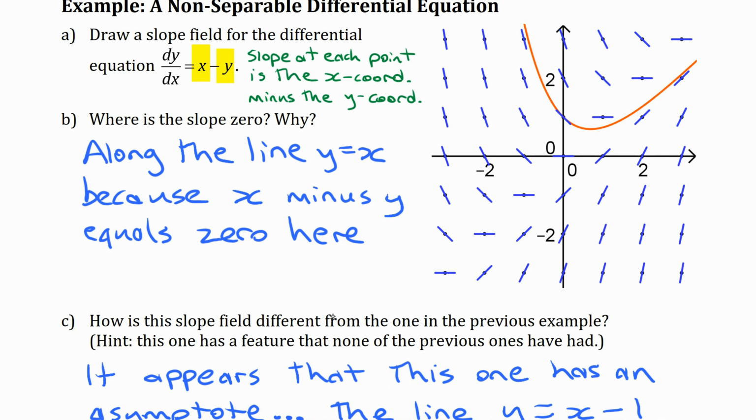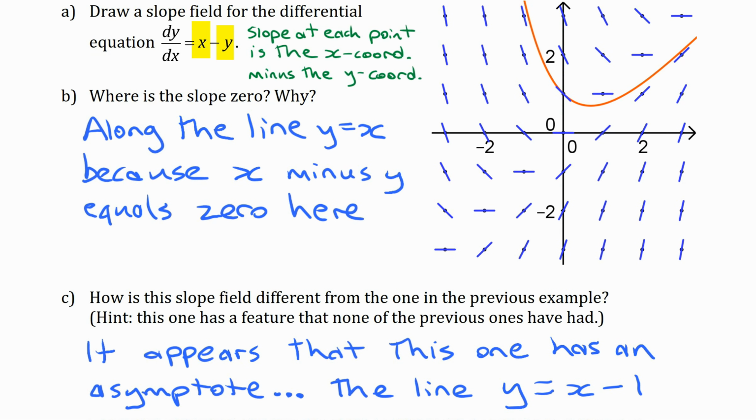So it turns to 0. This slope field has a feature that the other ones didn't. How is this one different than the ones in the previous example? The feature that it has is there's this line where the slopes are all pointing straight at each other. This is actually an asymptote. This graph has an asymptote there. The line y equals x minus 1 is an asymptote.